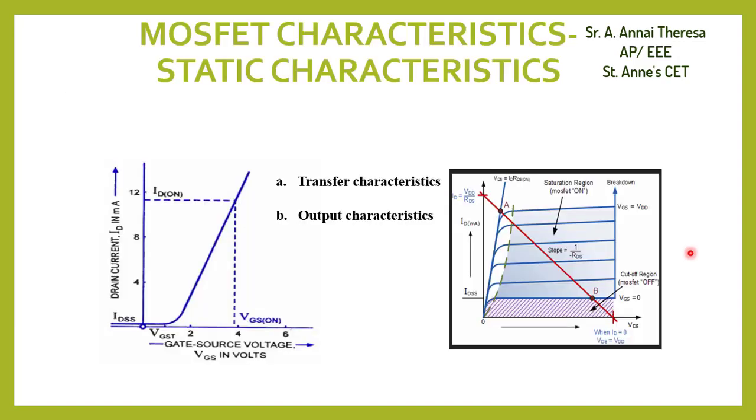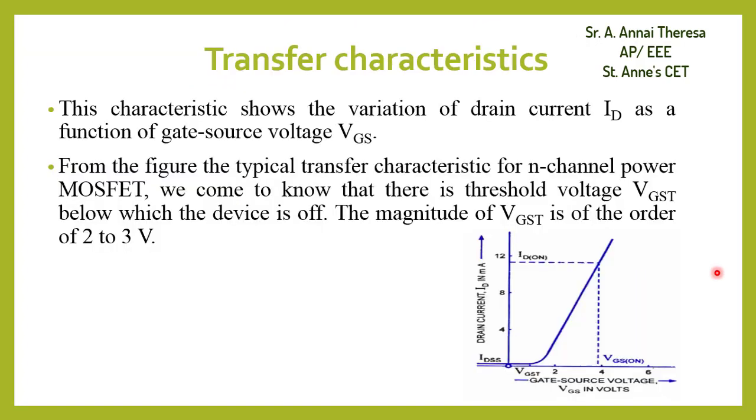Now we can see the characteristics of MOSFET. There are two characteristics, static characteristics and switching characteristics. First we will study static characteristics. In that we are going to learn about transfer characteristics and output characteristics. This one is transfer characteristics and this one is output characteristics. First is transfer characteristics.